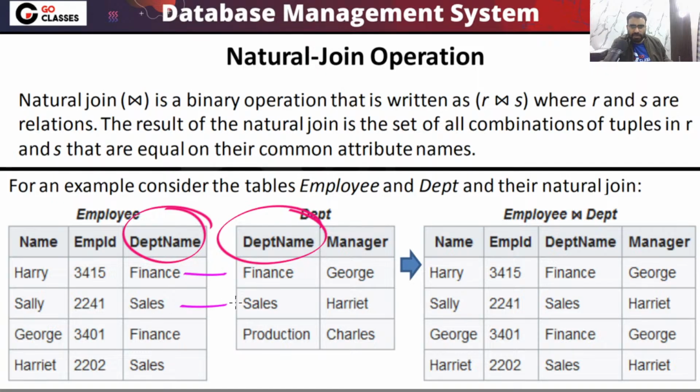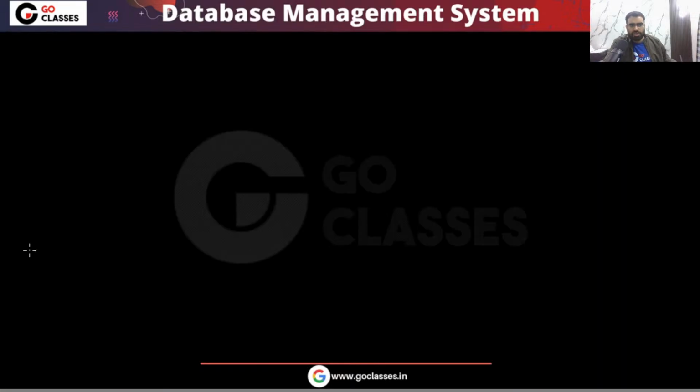You can see this sales tuple will combine with this, and this finance tuple will combine with this. So in the output there will be a total of 4 tuples, and you can see there is no tuple of employee which will combine with the last tuple of department. Okay, very simple. So this was your natural join. I hope you understood the concept of natural join of two tables.